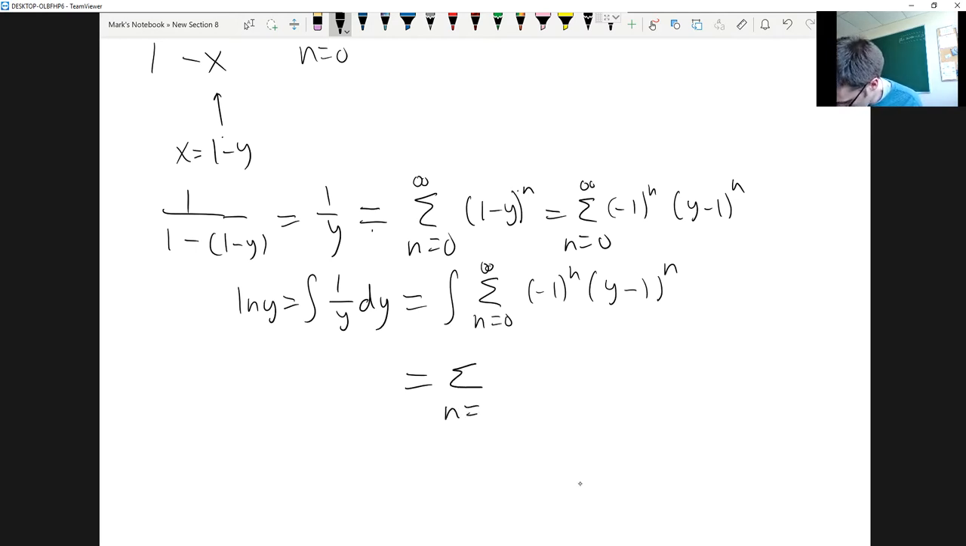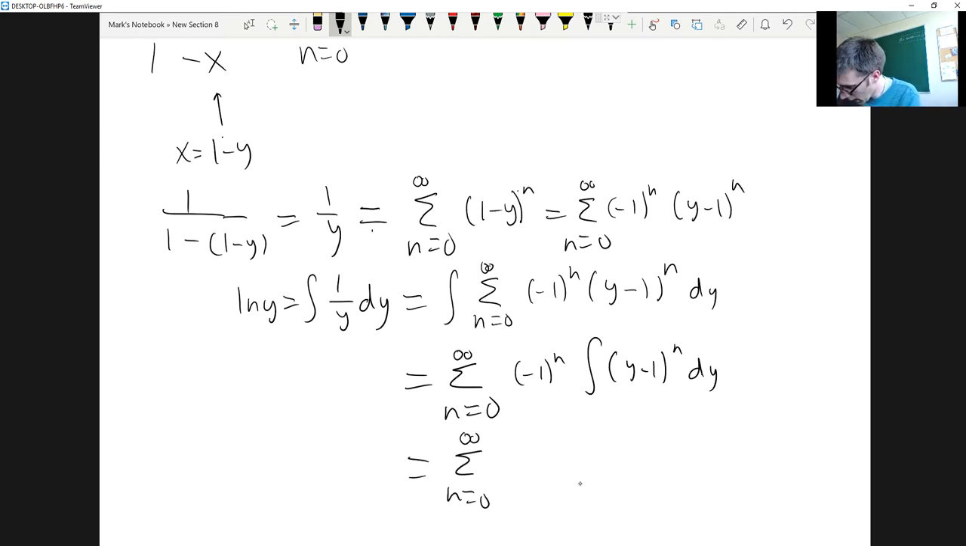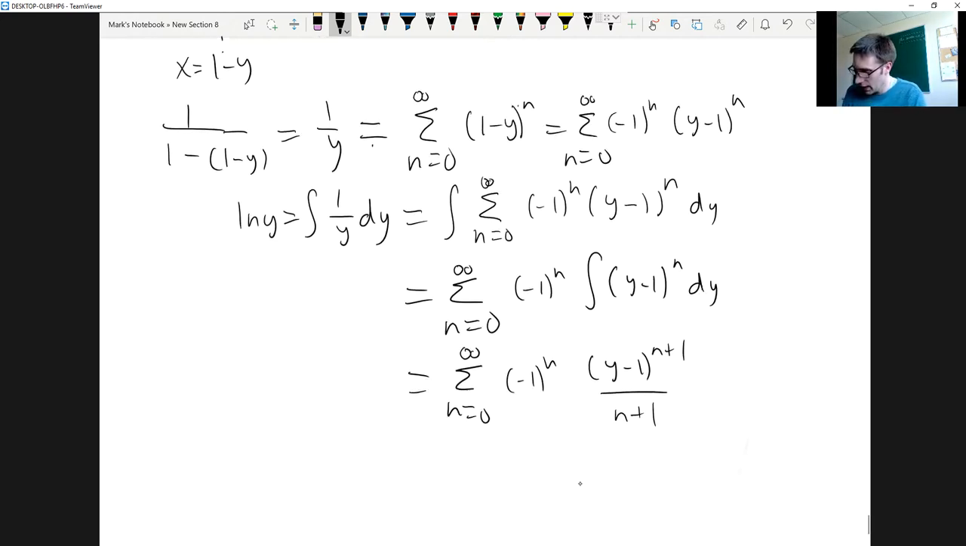So let's do that. We'll have (-1) to the n. Well, that's constant. It does not depend on y at all. So we'll just integrate this last piece, and that is a power. So when you take an antiderivative of a power, you increase the power by 1 and divide by the new exponent. But there is one value of n where that doesn't work. Well, no, actually, it's fine. We're fine. (-1) to the n times (y minus 1) to the n plus 1 over n plus 1. So there's our antiderivative.